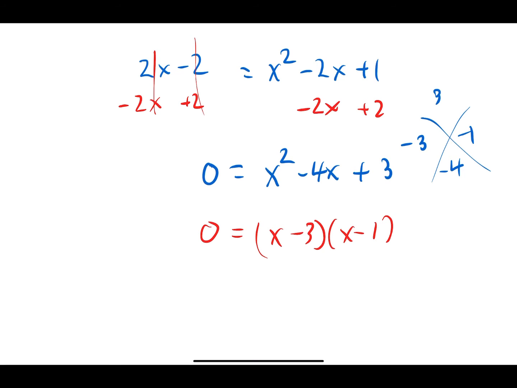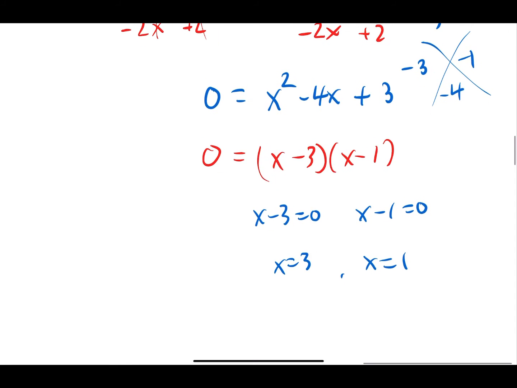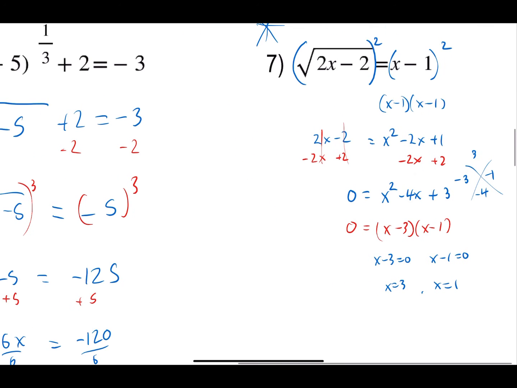And remember, something times something equals 0. One of these has to equal 0. Why not both? If x minus 3 equals 0, if x minus 1 equals 0, then x equals 3 and x equals 1. And yes, we can have two solutions. It's possible. In this case, let's make sure we didn't break anything.